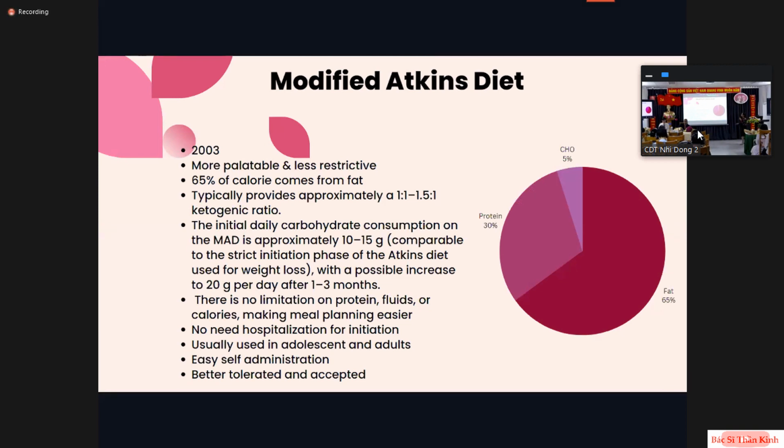You do not need hospitalization once again. I think it's most useful in adolescents and especially in adults for self-administration. It's also probably better tolerated and accepted.